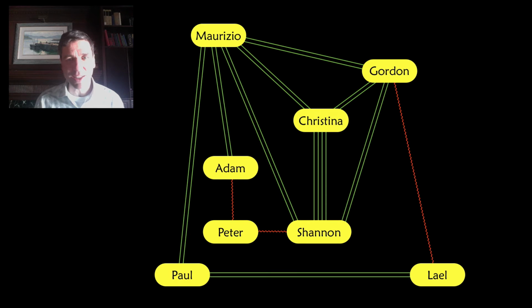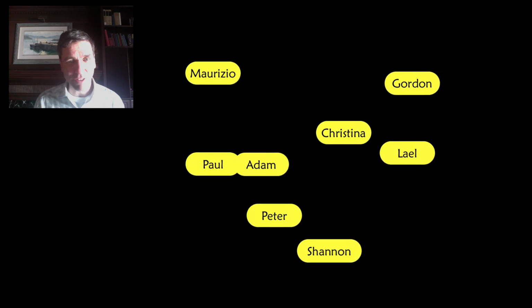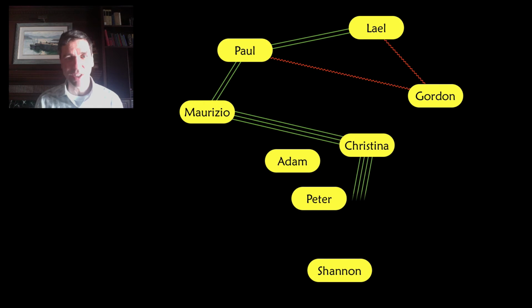I've made two mistakes here. Can you find them? First one, Maurizio should be connected to Christina with three lines. And the second one, Peter and Christina should be connected. And that means that this has failed. But this is redeemable because you can see we can reshuffle these ones. And now this is going to work.